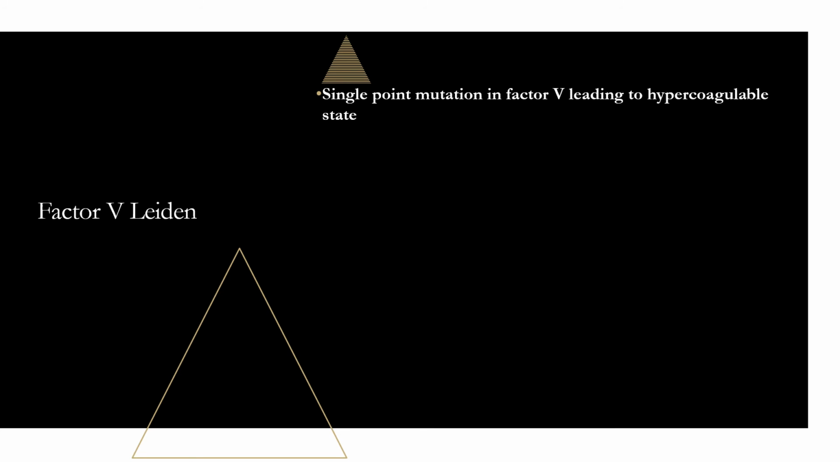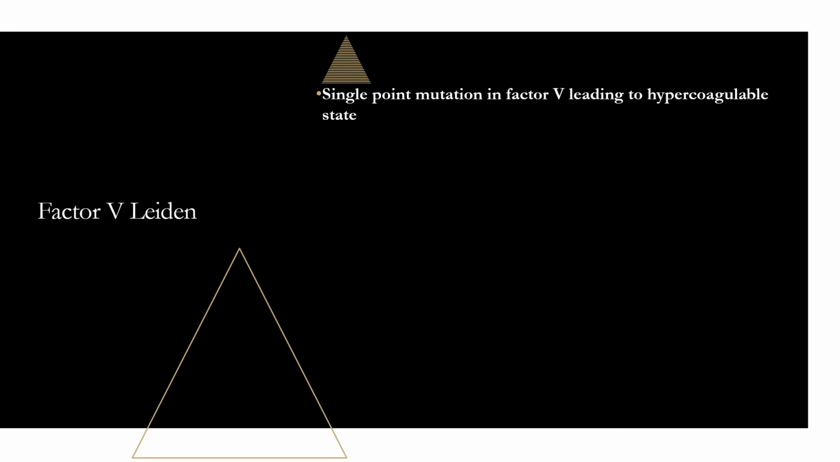Well, in factor V Leiden, we have this point mutation on factor V. And this point mutation causes factor V to no longer be able to be what's known as cleaved, which is a way of inactivating. That's how protein C inactivates factor V. So in factor V Leiden, he just does whatever he wants. He doesn't listen to protein C anymore.